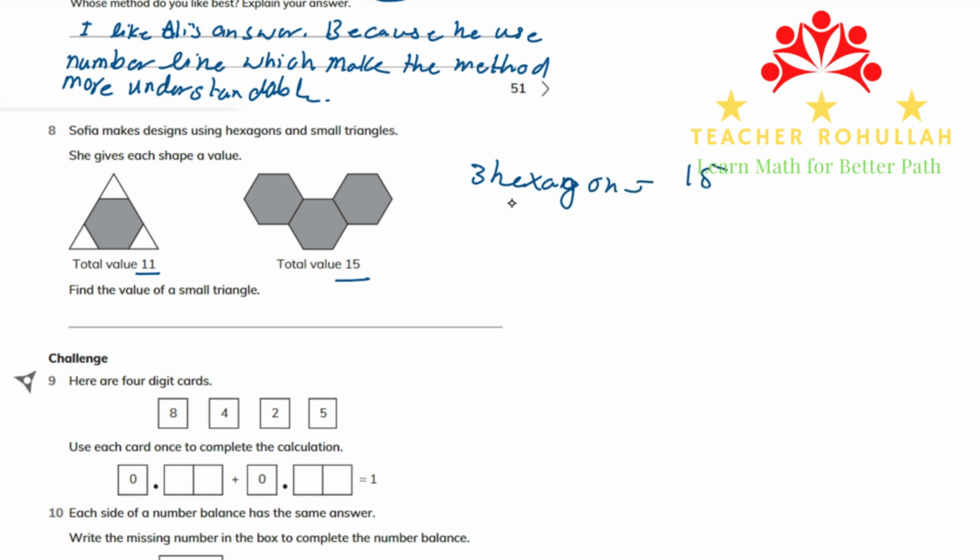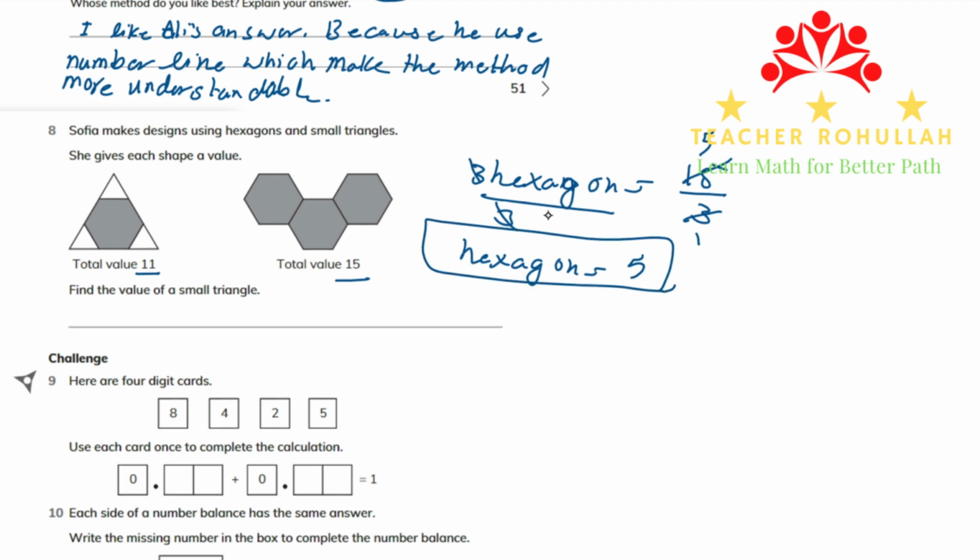equal 15. Now to find the value of 1 hexagon, we have to divide both sides by 3. So this 3 cancels out the one here. The value of 1 hexagon will be equal to 5. 1 times 3 is 3, and 5 times 3 is 15. So the value of 1 hexagon is 5. Now that we found the value of 1 hexagon, we can simply find the value of the triangles here. It says, find the value of a small triangle.